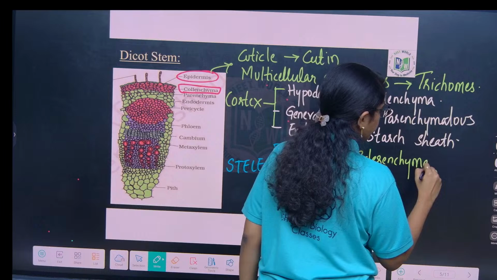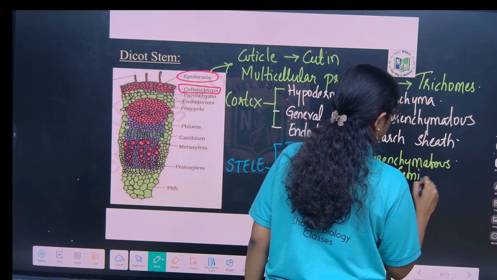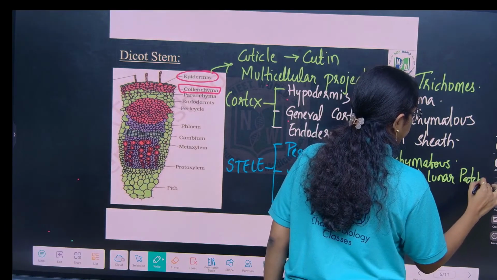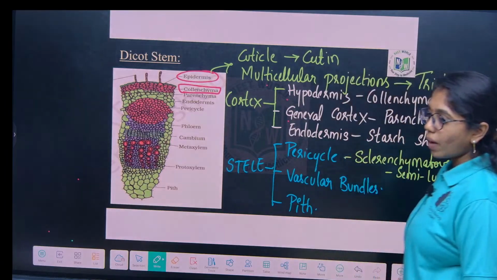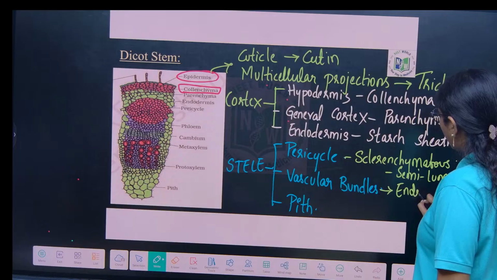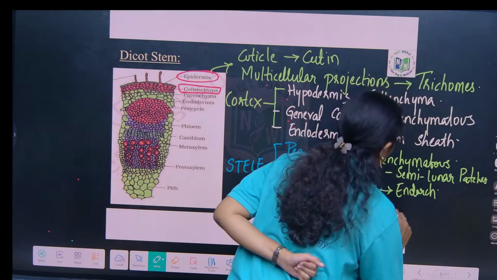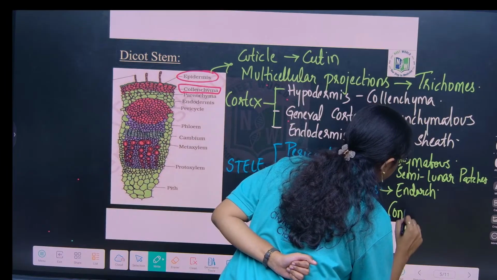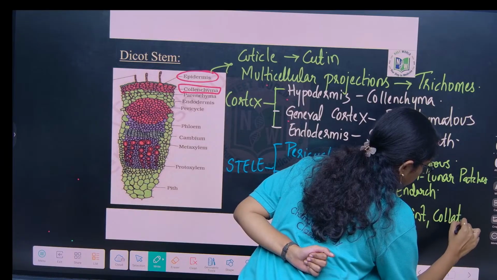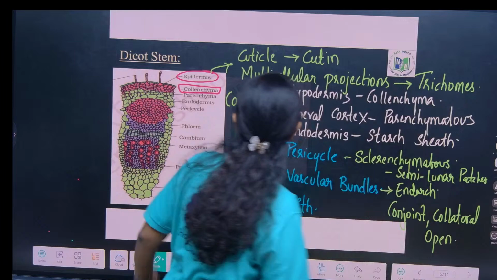Sclerenchymatous. It has semilunar patches. Clear? Vascular bundles are arranged in endarch manner here. The mode of development is endarch. And here you can see conjoint, collateral, open type of vascular bundles in dicot stem.